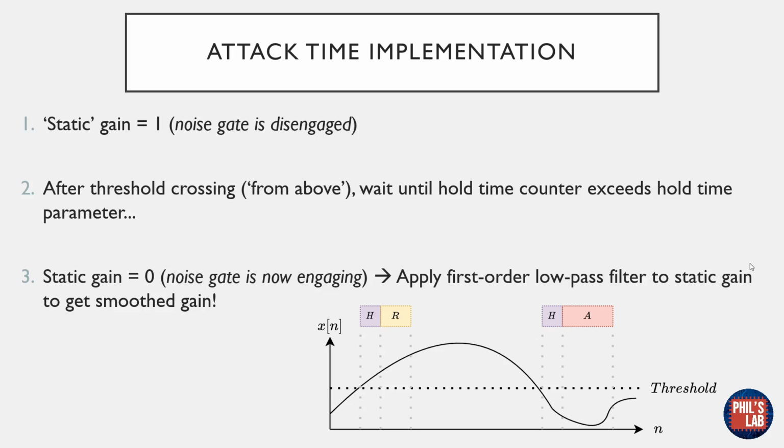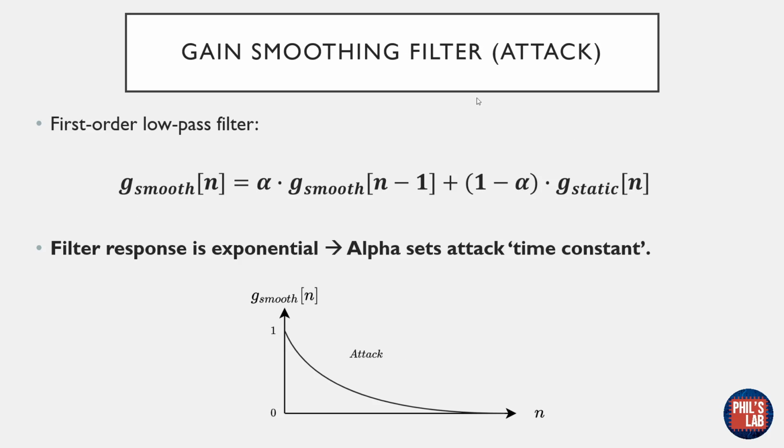We apply a first order low pass filter to the static gain to get the smooth gain. And that's really that simple. So instead of using a static gain, 1 and 0 only, we simply apply a first order low pass filter every time we attack and every time we release. A filter can look as simple as this, where the output of the filter is the smooth gain, and the input is the static gain.